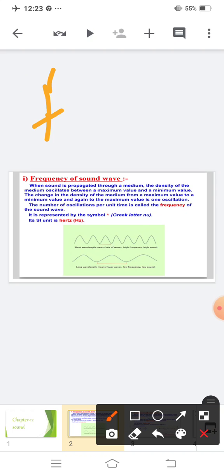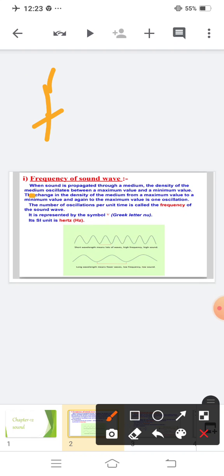Since one complete wave is produced by a full vibration of the vibrating body, we can say that the number of vibrations produced per second is called frequency. What do you mean by frequency? The number of oscillations or vibrations produced per second is called frequency.